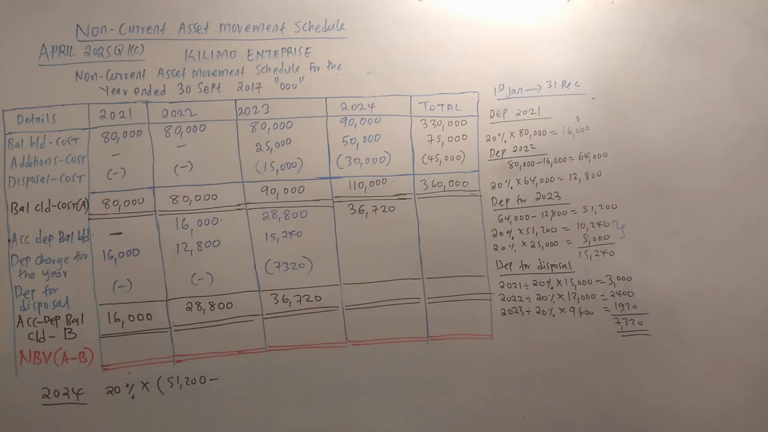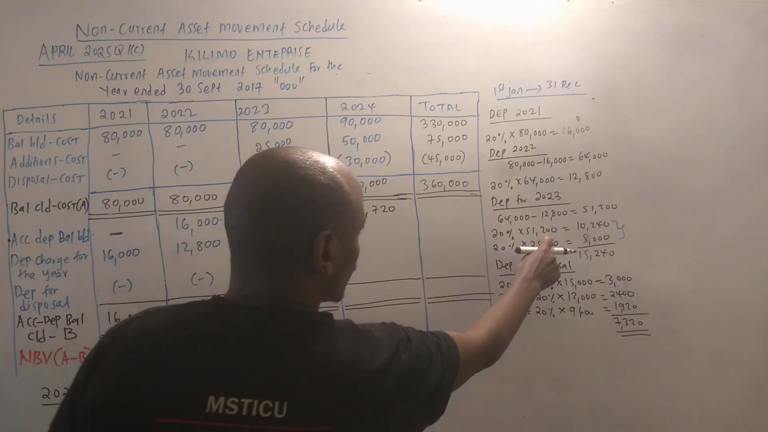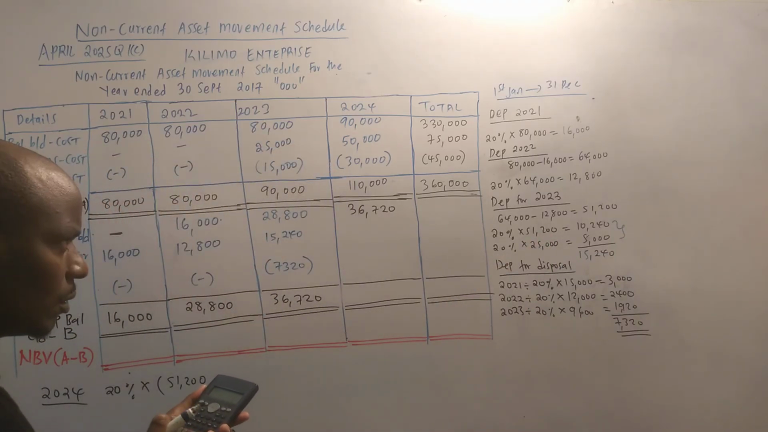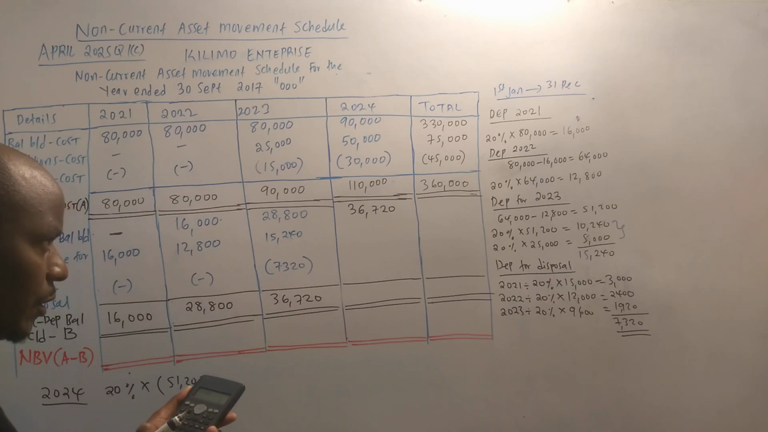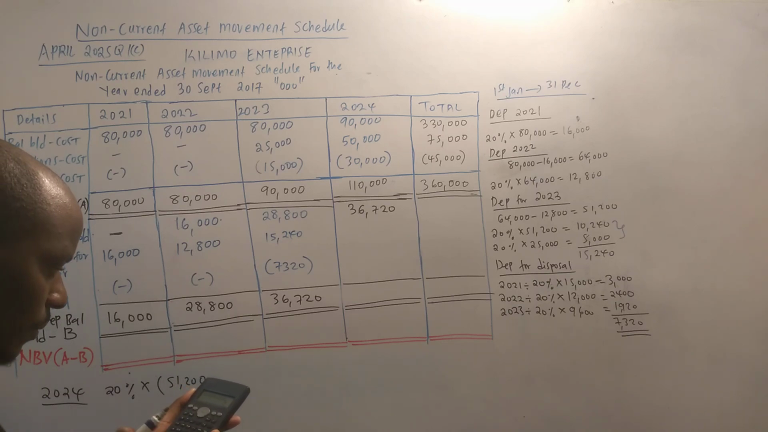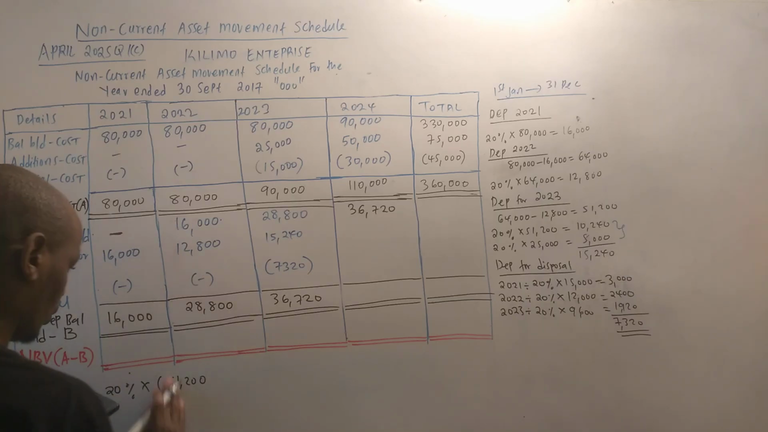You're supposed to raise the depreciation for... we have two items there. We have the one for 2,500. Now we are supposed to add, let's just do this. For 2023, there was another item that was acquired. So what we do, we just add these two, the cost. 51,200 plus 25,000, that is 76,200.